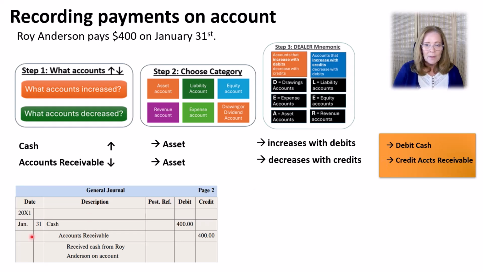To record this transaction, we start by writing the date into the date columns, cash into the description column, and $400 into the debit column. And on the next line, we slightly indent and write accounts receivable into the description column and $400 into the credit column.